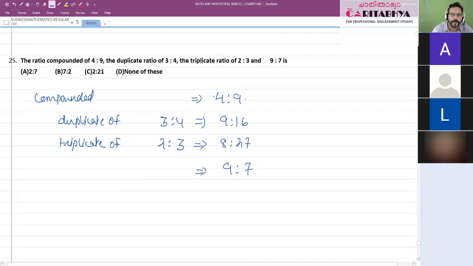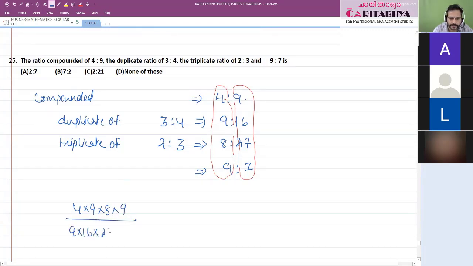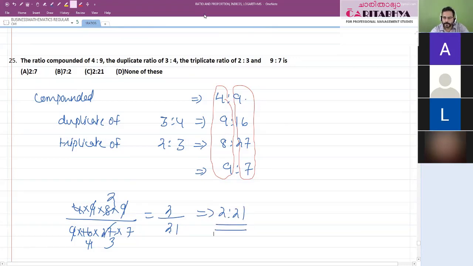Then the compound ratio will be the product of antecedents divided by the product of consequents. Product of antecedents 4 into 9 into 8 into 9 divided by 9 into 16 into 27 into 7. Nine gets cancelled. Then 4, 9, 3, 2. 2 divided by 21. That implies 2 is to 21. 2 is to 21. Got it, everyone?